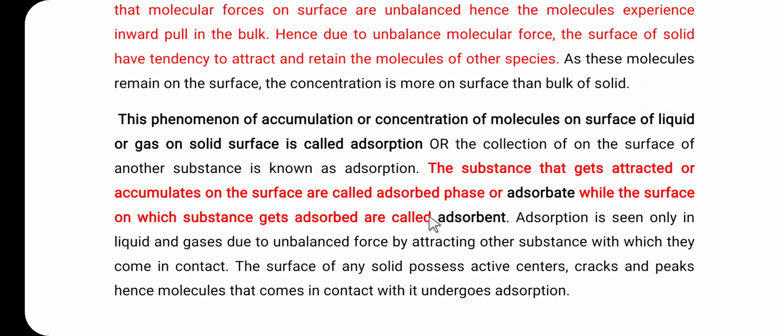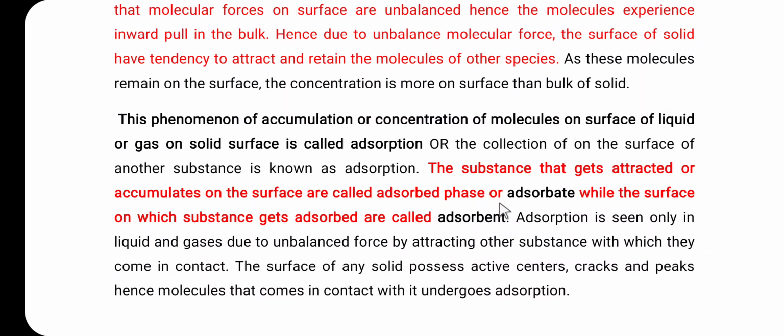Let us consider a simple example of adsorption. The first example is the adsorption of acetic acid on charcoal. Here, activated charcoal acts as the adsorbent, while acetic acid acts as the adsorbate. The second example is the adsorption of sulfur dioxide gas on activated charcoal. Here, activated charcoal acts as the adsorbent, while sulfur dioxide acts as the adsorbate.